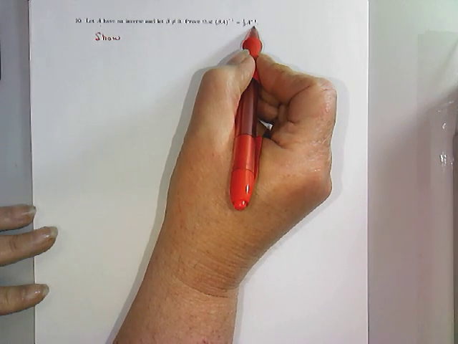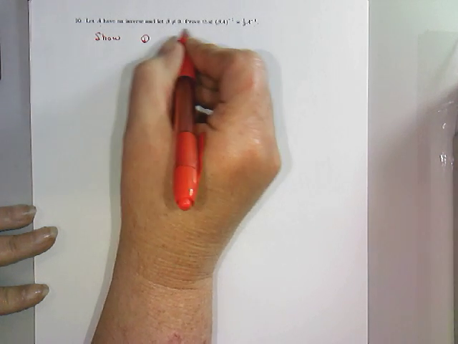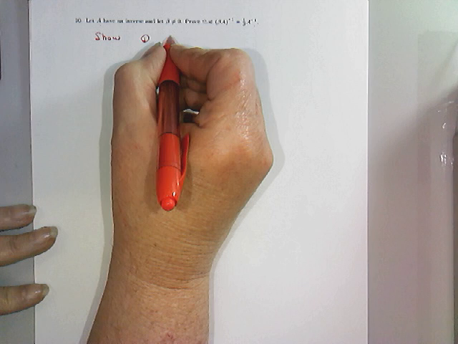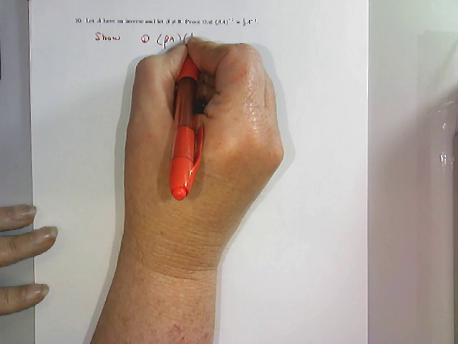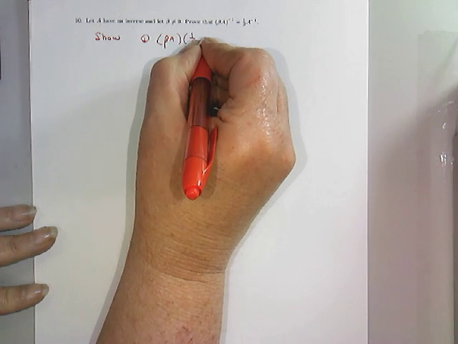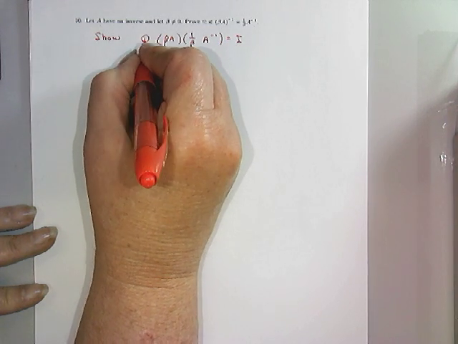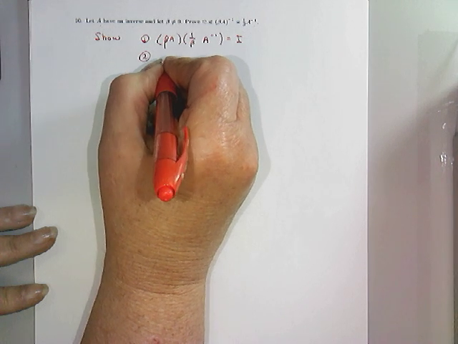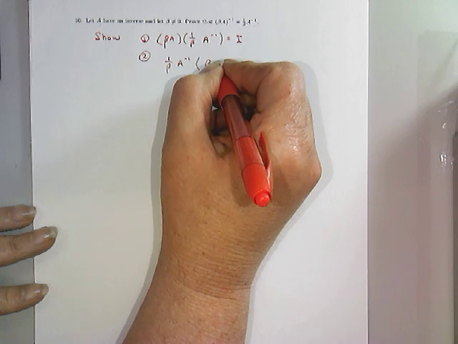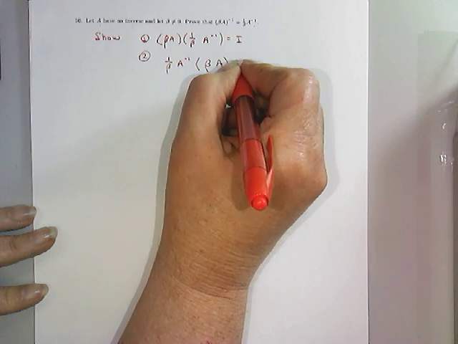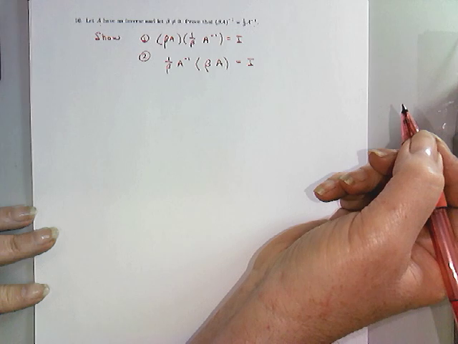For this to be the inverse of beta times A, one of the things we need to show is that if we take beta times A and multiply it by 1 over beta times A inverse, that gives us the identity. But we also need to show that if we take 1 over beta times A inverse and multiply it times beta times A, we again get the identity. So let's see what we can do.